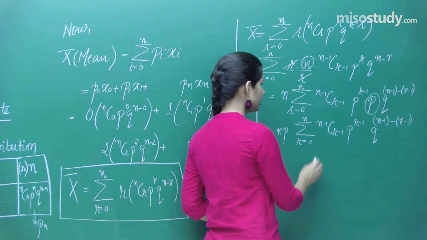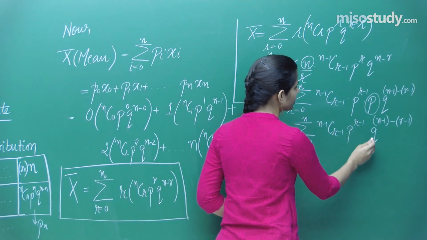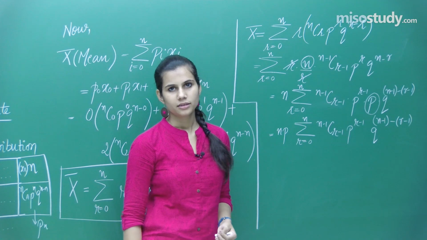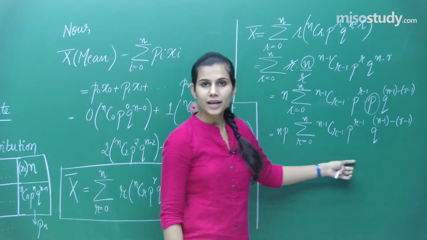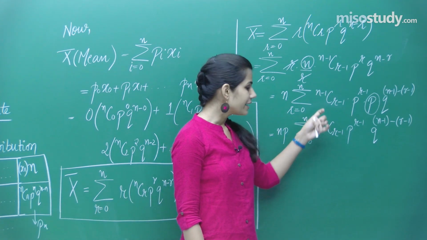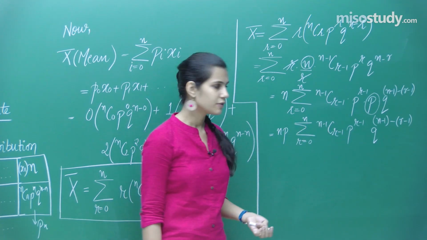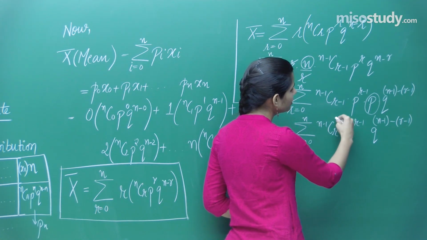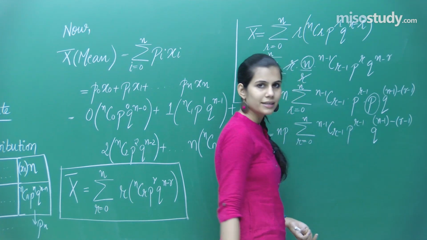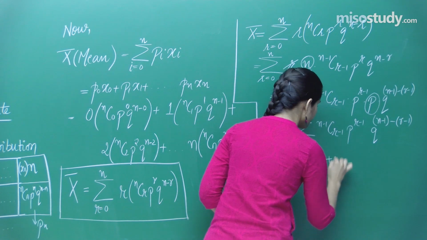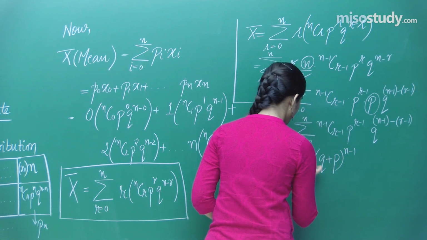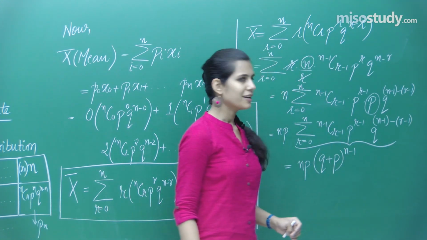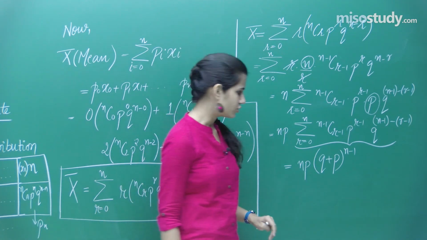Try to understand. NCR P to the power R, Q to the power N minus R going from 0 to N is Q plus P whole to the power N, because this is nothing but the expansion of that only. If I replace N by N minus 1, R by R minus 1, what is it that I have? N minus 1 CR minus 1, P to the power R minus 1, Q to the power N minus 1 minus R minus 1. This is nothing but the expansion of Q plus P whole to the power N minus 1. So NP I have carried forward. This whole thing is actually the binomial expansion of Q plus P to the power N minus 1.